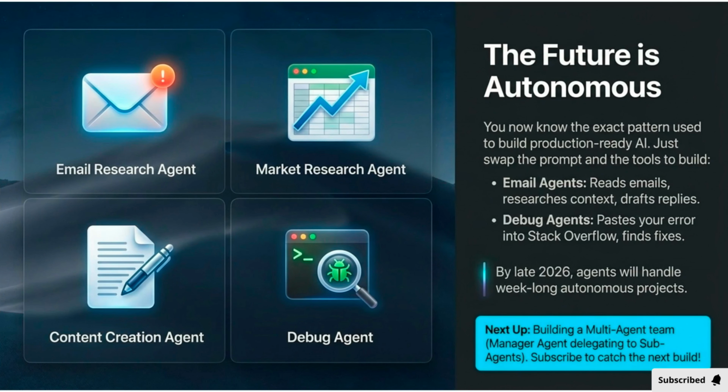The future is autonomous. You now know the exact pattern to build production-ready AI. Just swap the prompt and the tools to build agents like email research, market research, content creation, or debug agents. Soon, agents will handle week-long autonomous projects. Next up is building a multi-agent team.